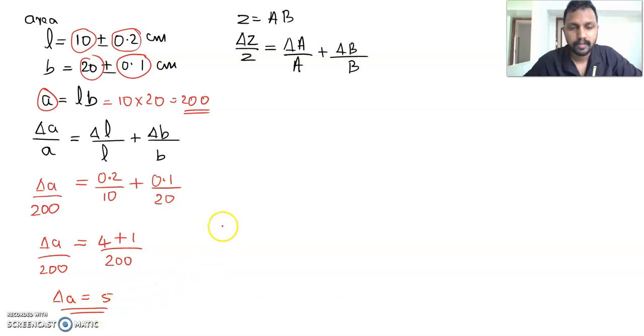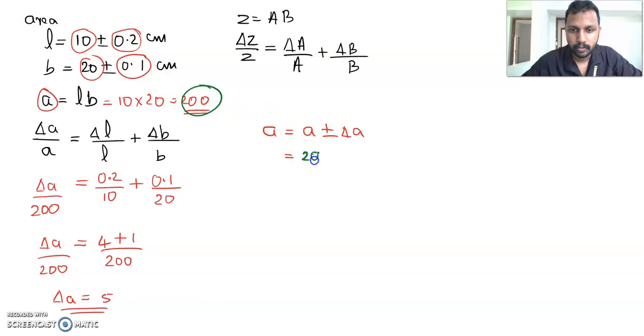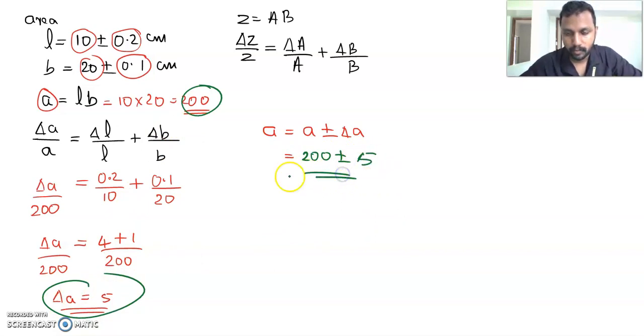Therefore, area can be written as A plus or minus delta A. What is area? Area is 200. Therefore, instead of A, 200 plus or minus what is delta A? Delta A is 5. Hope that I didn't make any careless mistake. Hope you have understood this method of solving it.